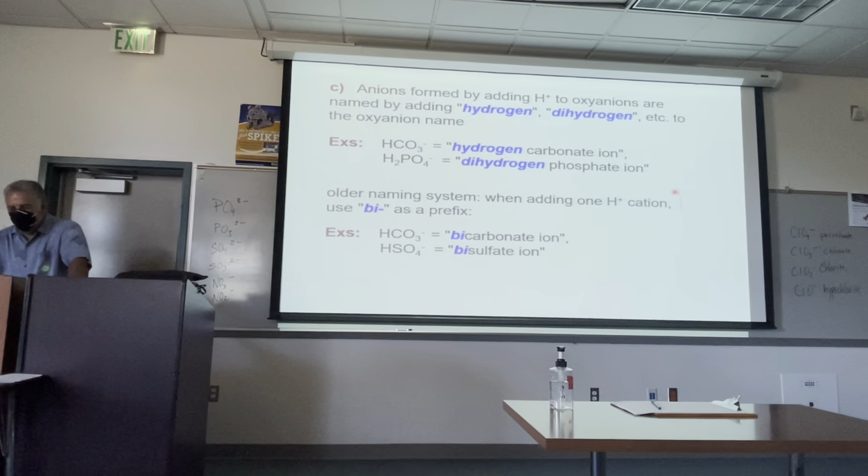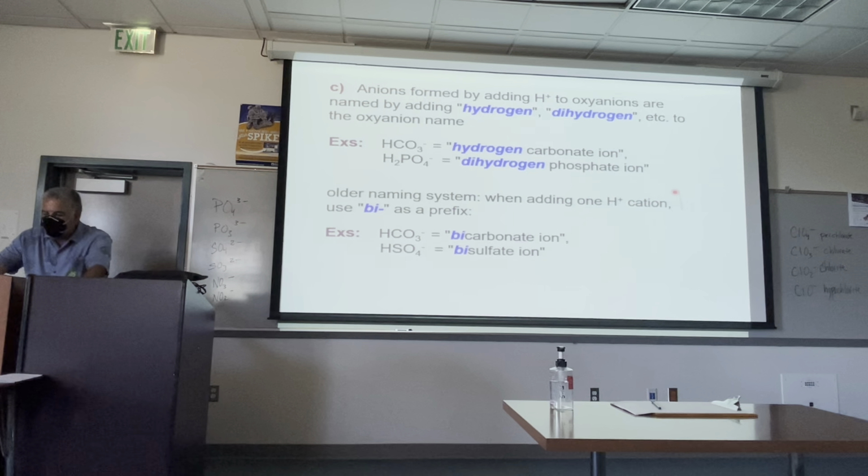Anions formed by adding H plus to oxyanions are named by adding hydrogen and dihydrogen to the oxyanion name. So HCO3 minus, hydrogen carbonate ion, dihydrogen phosphate ion. The older naming system, when adding one H plus cation, uses bi as a prefix. So when we saw bicarbonate ion, it just meant we added an H. Bisulfate ion meant we added an H.